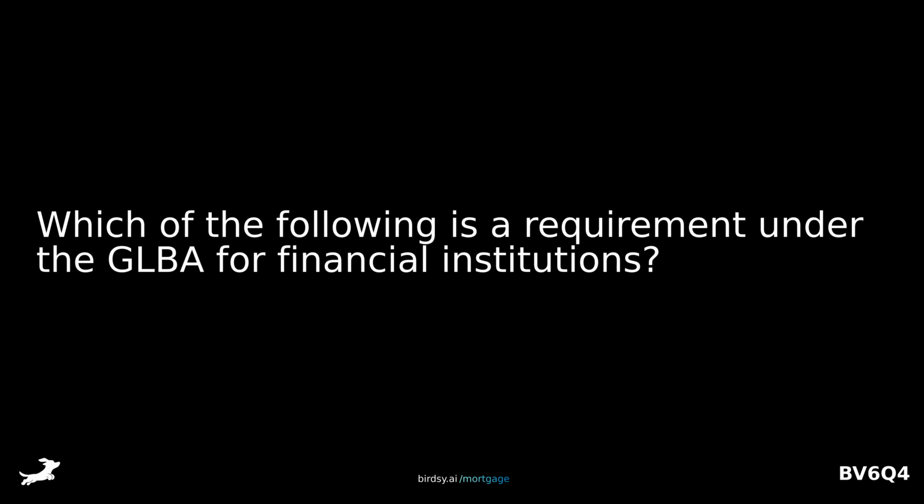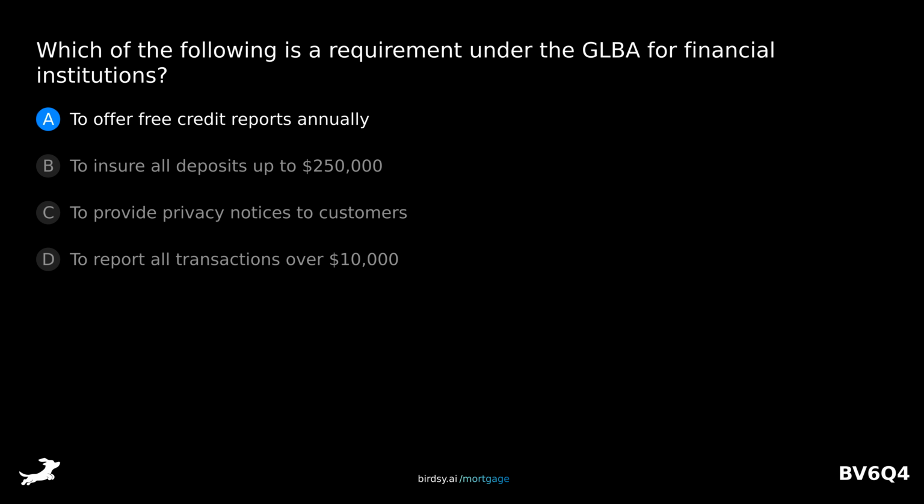Which of the following is a requirement under the GLBA for financial institutions? Is it A, to offer free credit reports annually, B, to ensure all deposits up to $250,000, C, to provide privacy notices to customers, or D, to report all transactions over $10,000? The answer is C, to provide privacy notices to customers.